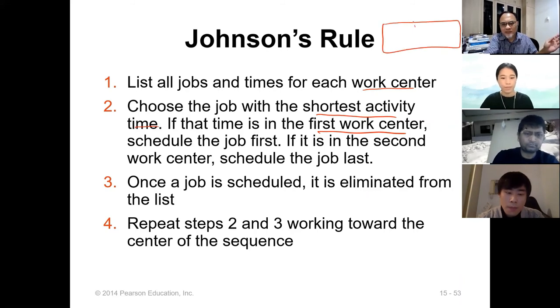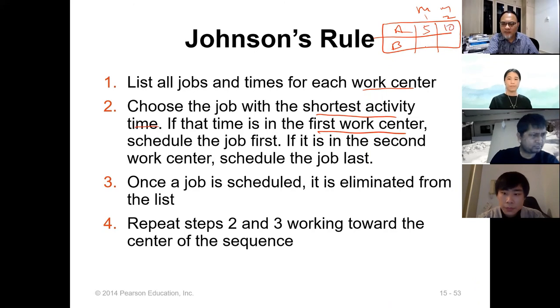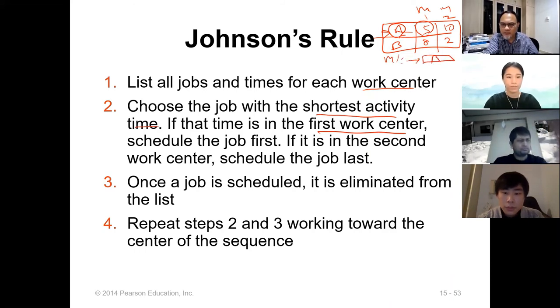So if it is job A, the time for machine one is 5 minutes and for machine two it requires 10 minutes. And for another job it requires 8 minutes and 2 minutes. You start with A. If it is 5 here, then you assign it to machine one. That means machine one will start to do A first. I will show you the example after this.